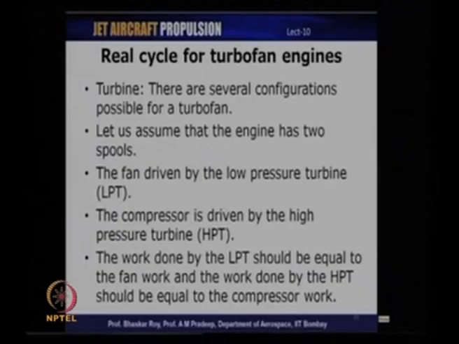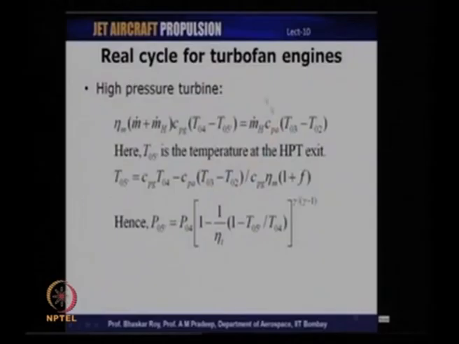Now, in a two spool engine, we know that the fan is usually driven by the low pressure turbine and the compressor is usually driven by the high pressure turbine, which means that the work done by the LP turbine will be equal to the work required for the fan, and the work done by the HP turbine will be the work required by the compressor. So, we will equate them separately and find out the corresponding exit conditions. Let us take up the high pressure turbine first, because that is the first component that comes up after the combustion chamber.